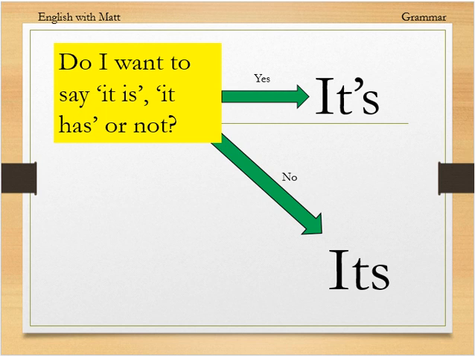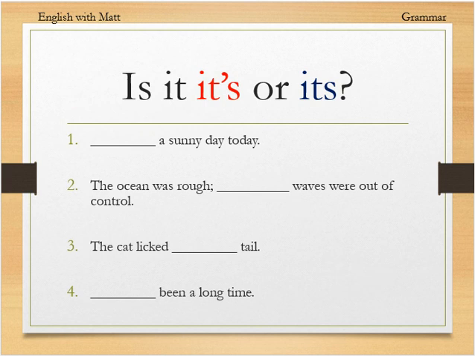Do I want to say it's, as in it is or it has, or not? If the answer is yes, you do want to say it is or it has, then you need the apostrophe. If you don't, then you need the version without the apostrophe. Okay, so that little flowchart can often direct you to the correct version of that word. So we have here 4 sentences. Let's put this all together. Again, you can pause if you want to and have a go at filling the gap in. And then what we'll do is we'll go through the correct one that you needed to make these grammatically correct.